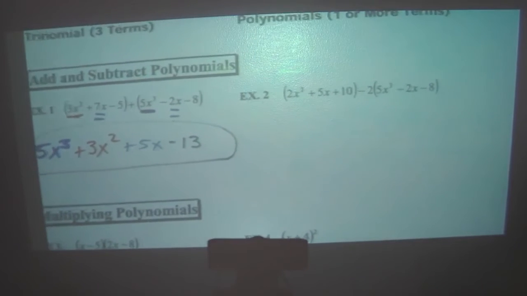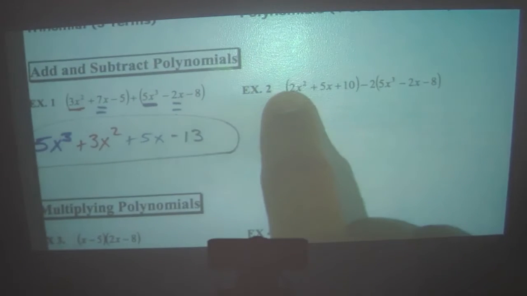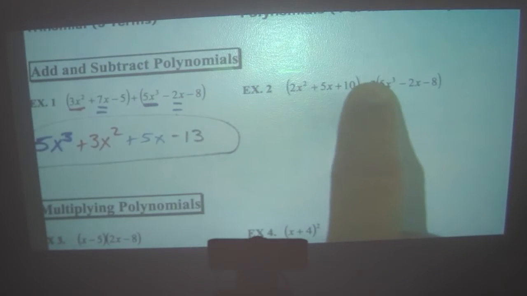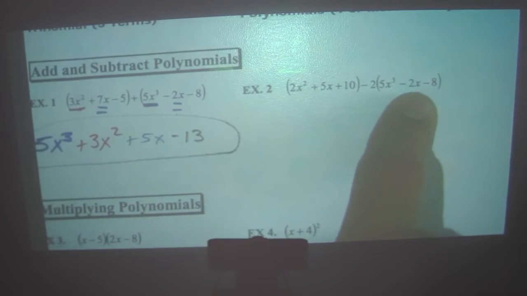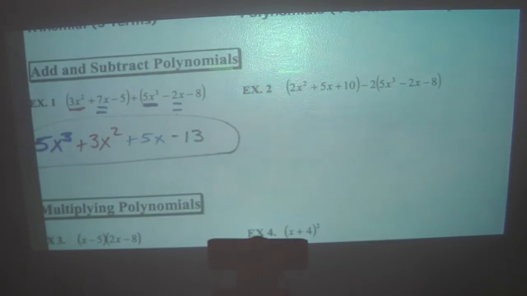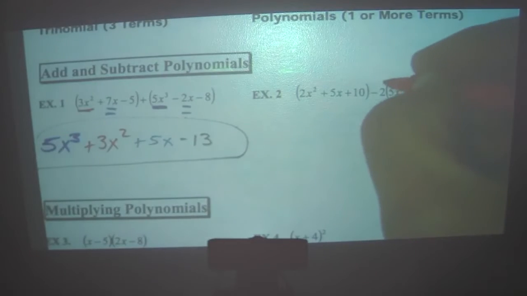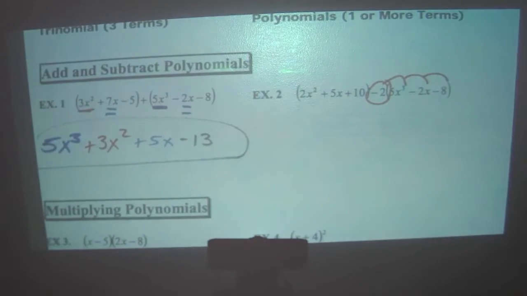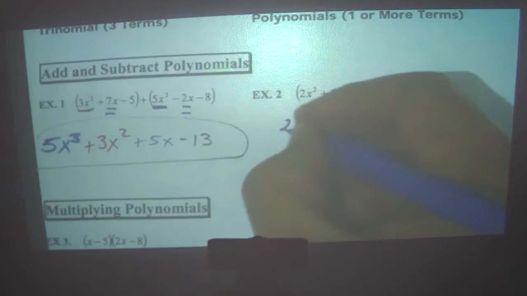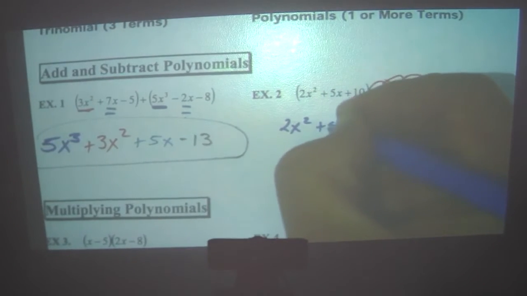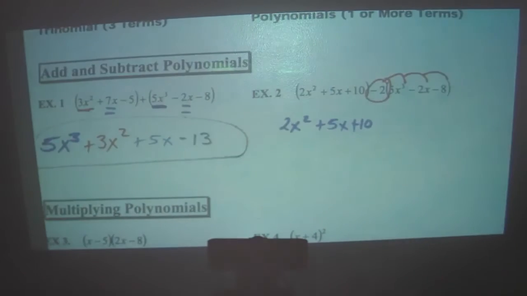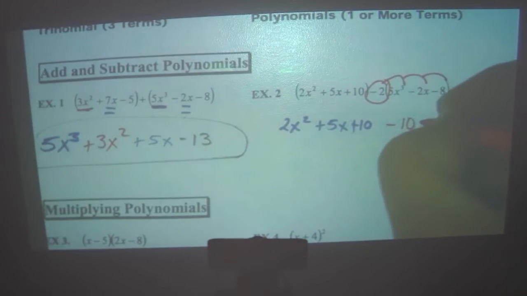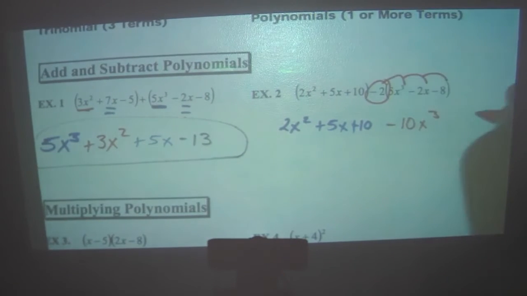This is how my math lab makes this section tougher. We have 2x squared plus 5x plus 10, and then minus 2 times this quantity of 5x cubed minus 2x minus 8. So what we need to do here is we need to go ahead and distribute. Go ahead and multiply there. So this guy stays the same. I got 2x squared plus 5x plus 10. But now I distribute, and I got negative 10x cubed. Negative 2 times negative 2x is a positive 4x. And negative 2 times negative 8 is plus 16.